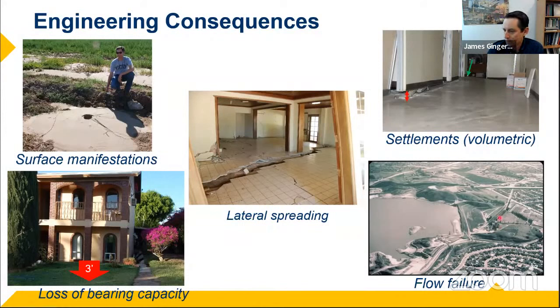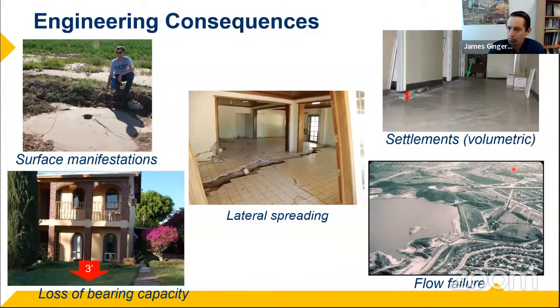And then finally, we have flow failures. So this is the classic example from the Lower San Fernando Dam from the 1971 earthquake, where it underwent a massive flow failure. There was just a few feet of freeboard left in the dam, fortunately, because the reservoir was not at the maximum pool level, and it just barely averted a massive catastrophe of release of water downstream.